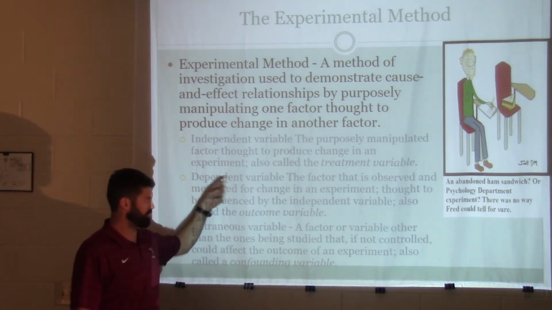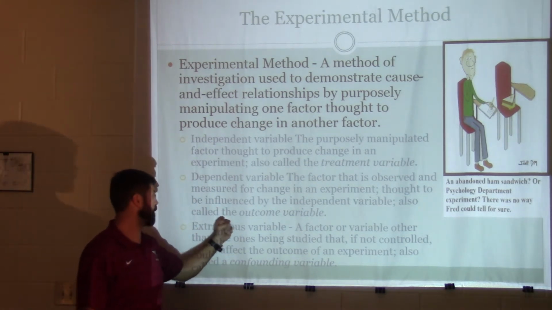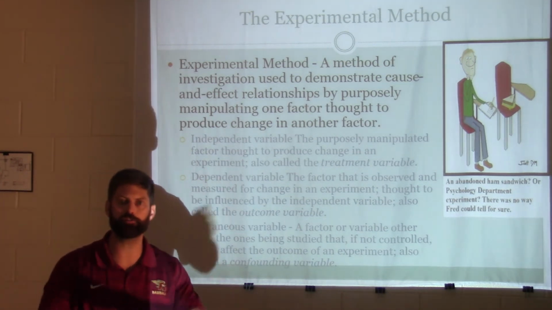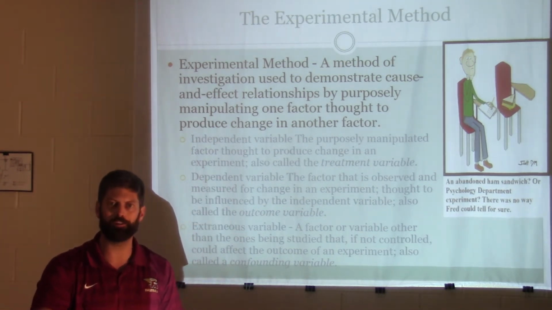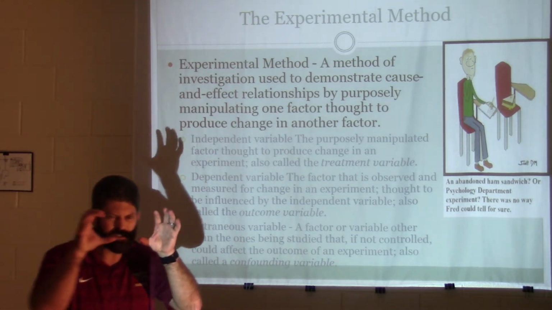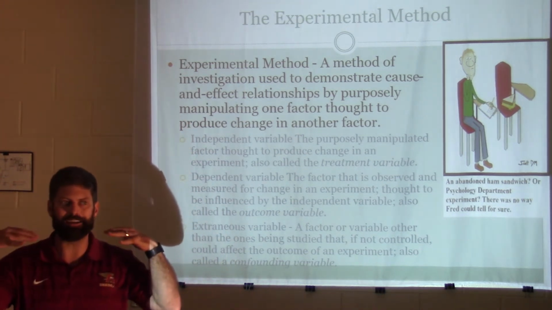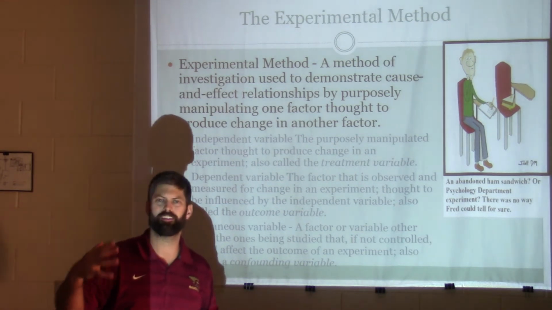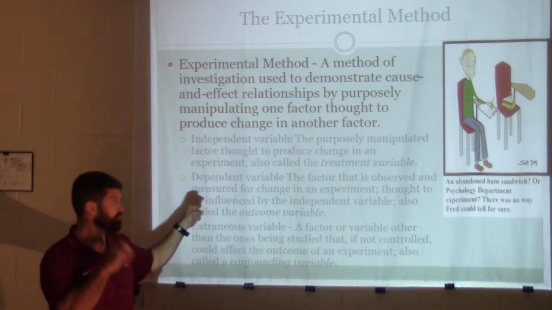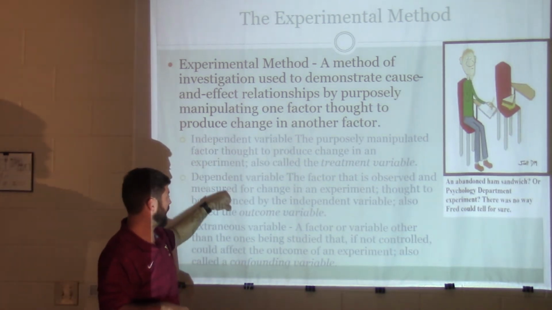The dependent variable, the factor that is observed and measured for change in an experiment, thought to be influenced by the independent variable, also called the outcome variable. So this is what we are measuring for change. It's the person who took the drug. We're going to see what happens to that person, right? Maybe their pupils constrict, right? Maybe their mouth becomes dry, all that kind of stuff. All right, that would be a dependent variable, the change that we are measuring. This is the change administered. This is the outcome. So treatment, outcome.